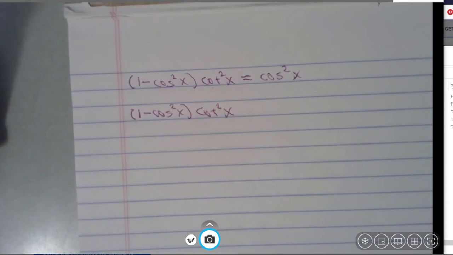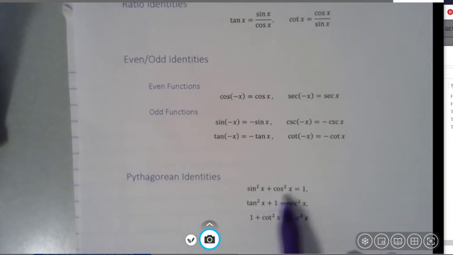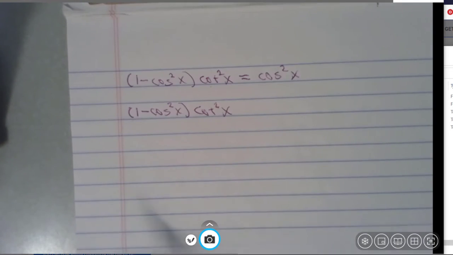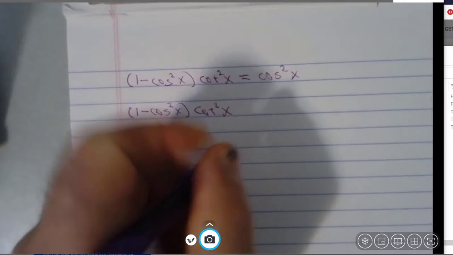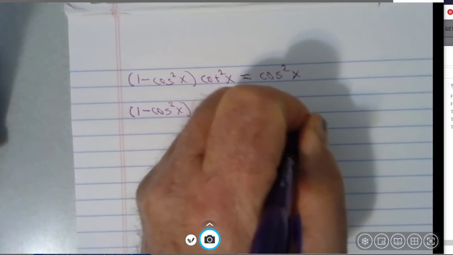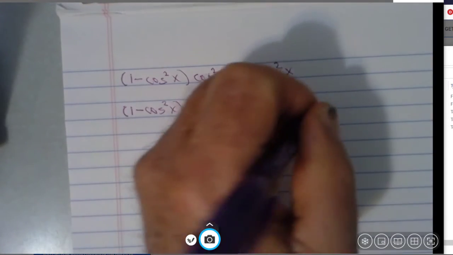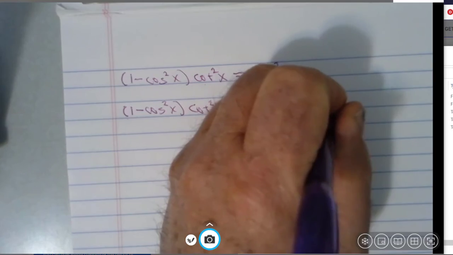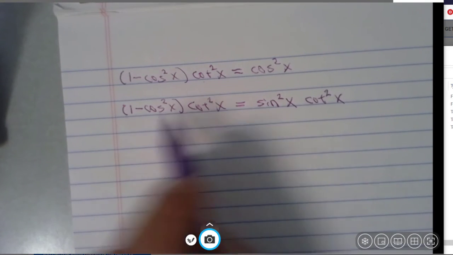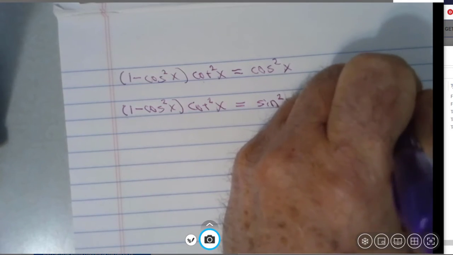We know sine squared x plus cosine squared x is equal to 1, and therefore, if you took this equation and subtracted cosine squared from both sides, you have 1 minus cosine squared is equal to sine squared. That is such a common simplification that it should definitely be noted, and eventually, if you work enough problems, you'll memorize it just accidentally, because you'll do it so many times. Okay, so I've got sine squared x times cotangent squared x. And what I did is I used the Pythagorean identities.